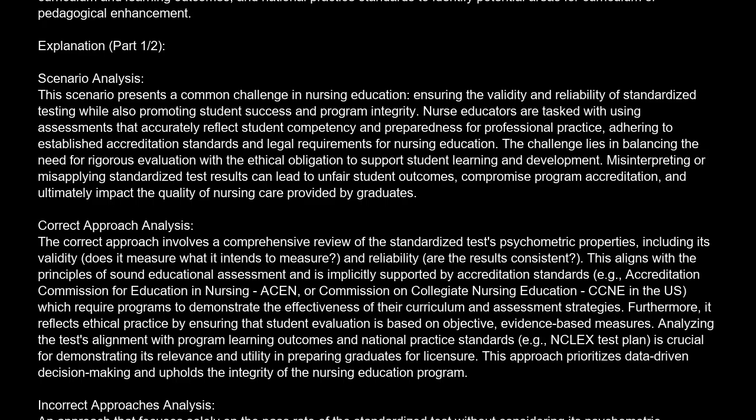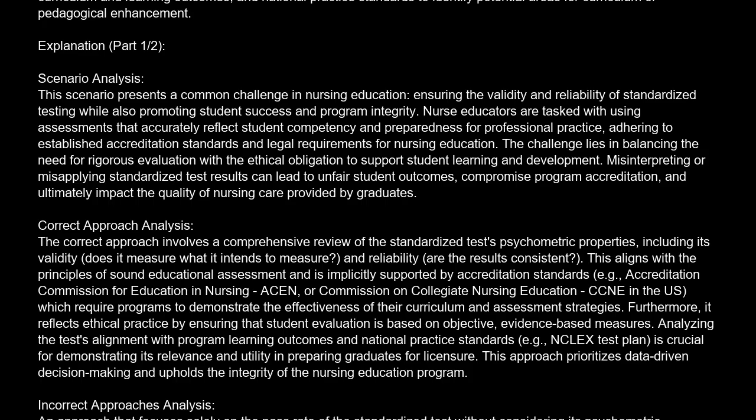Furthermore, it reflects ethical practice by ensuring that student evaluation is based on objective, evidence-based measures. Analyzing the test's alignment with program learning outcomes and national practice standards, e.g., the NCLEX test plan, is crucial for demonstrating its relevance and utility in preparing graduates for licensure. This approach prioritizes data-driven decision-making and upholds the integrity of the nursing education program.